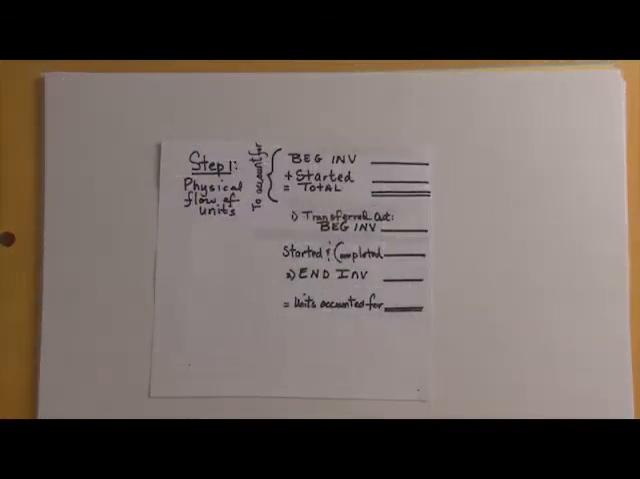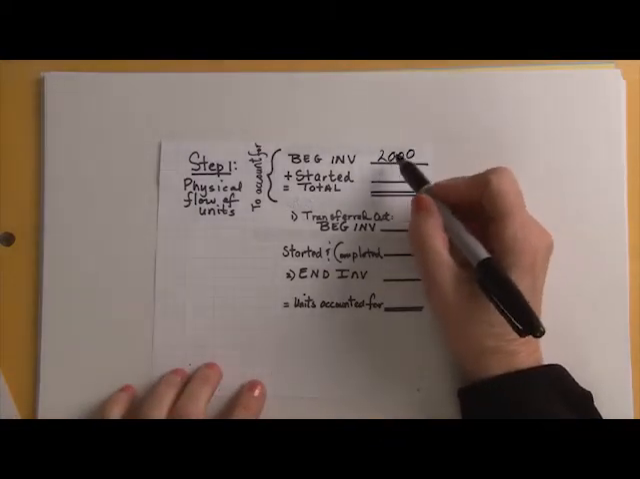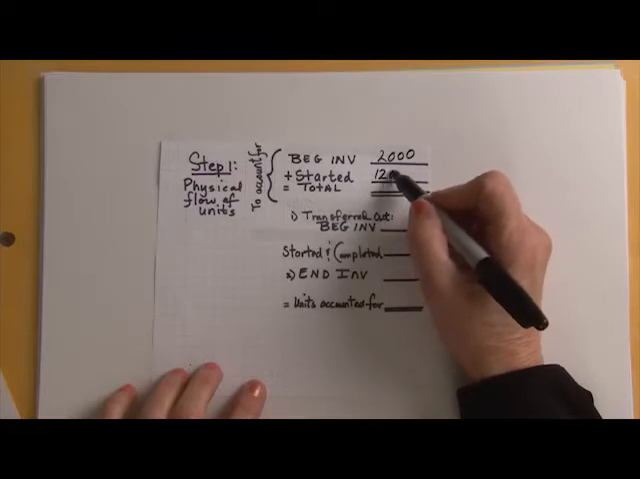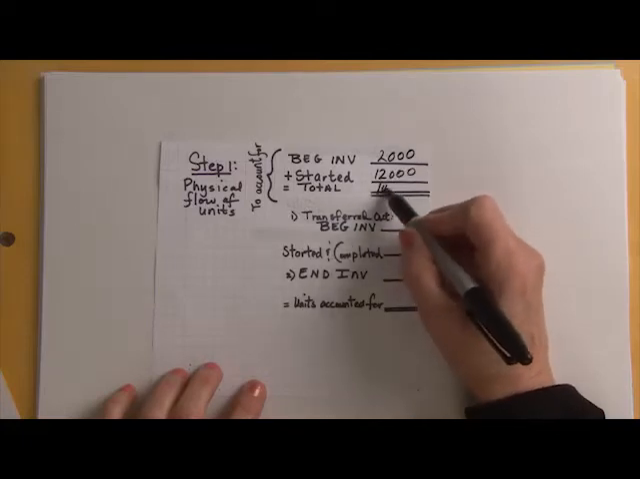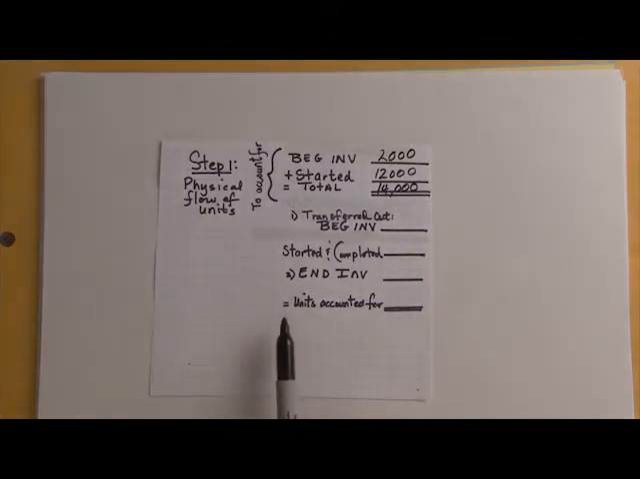Let's start to work on our example. Again, the data is in your lecture notes for 8C, but when we start in step 1, we're looking at physical flow of units, and in this problem we had 2,000 units in beginning inventory. We started 12,000, so we're going to have to account for 14,000 units.